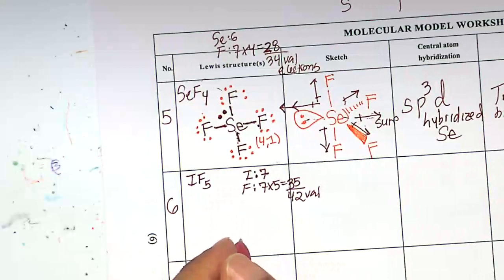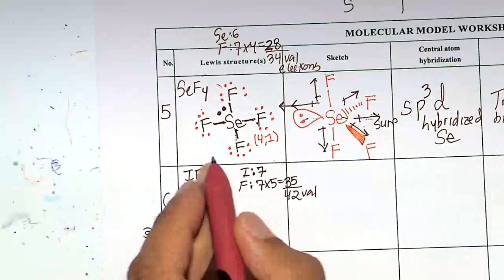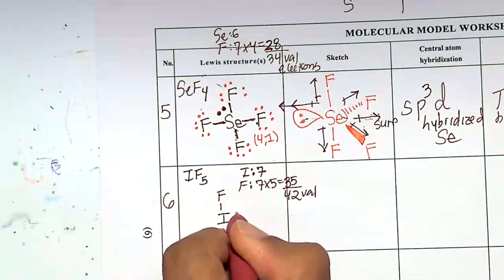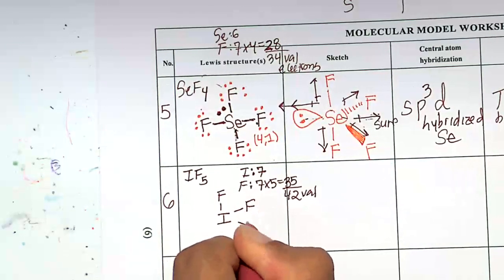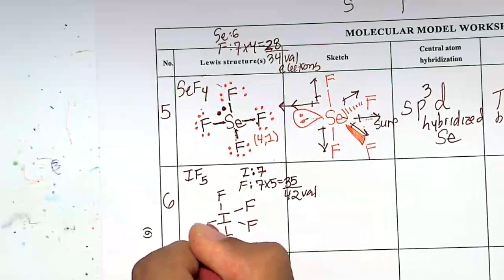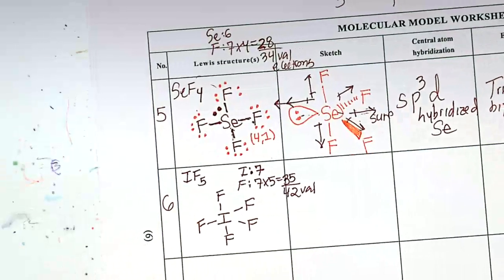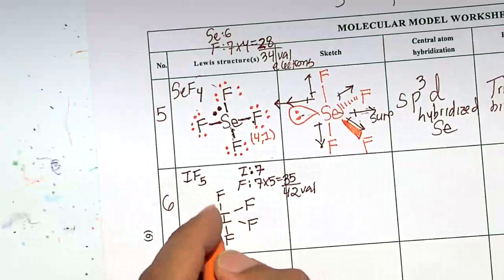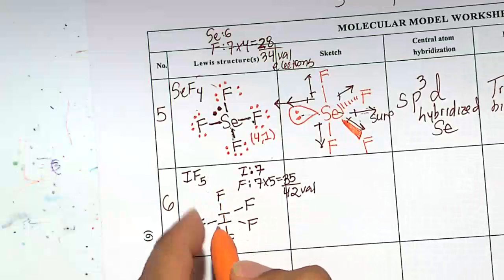Okay, so what I'll do is I'll have iodine as my central atom, and I'll bond it with 5 fluorines. 1, 2, 3, 4, 5. Okay, what did we say about halogens? How many lone pairs? Or how many total? 3. 3 lone pairs for a total of 6. Very good. So we'll do that around the outer atoms.